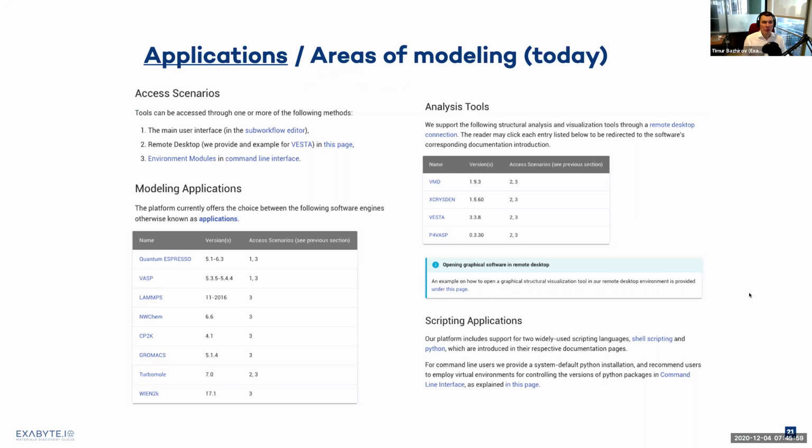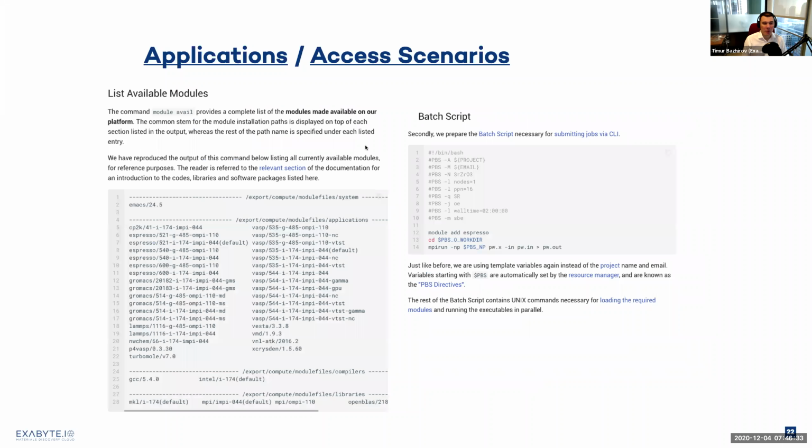Here's the set of applications that we support right now. This set includes things like Quantum Espresso, VASP, NWChem, and such, so the DFT engines, and molecular dynamics engines like CP2K, LAMMPS, and so on. We also have a set of analysis tools like VMD, XCrySDen, and VESTA that can help analyze the data that comes as a result of the application of these tools. And we support the execution of Shell and Python scripts as well. So for people who like the command line interface, we provide that as a way of accessing the platform too.